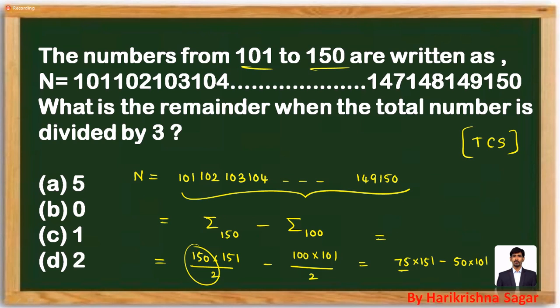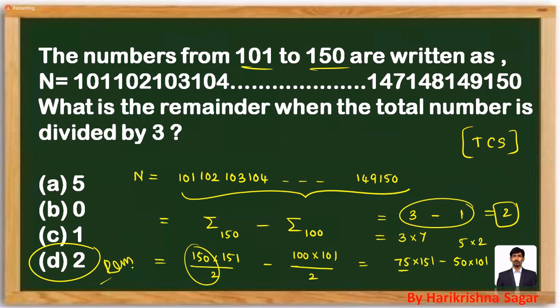What is the digital sum here? 75's digital sum is 7 plus 5 is 12, that is nothing but 3. 151's digital sum is 7. 7 into 3 is 21, which is nothing but 3. 50's digital sum is 5, 101's is 2. 5 into 2 is 10, digital sum is 1. 3 minus 1 is 2. So the remainder is going to be 2. You can mark the answer option B.